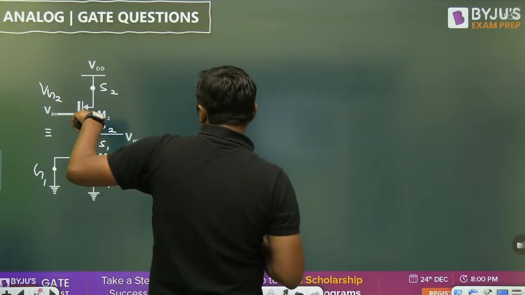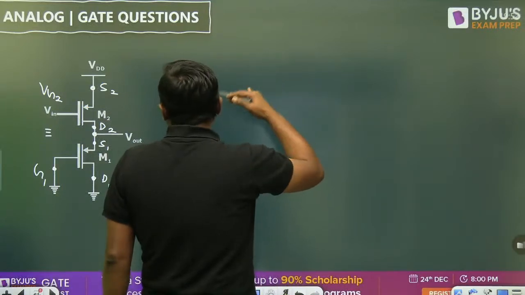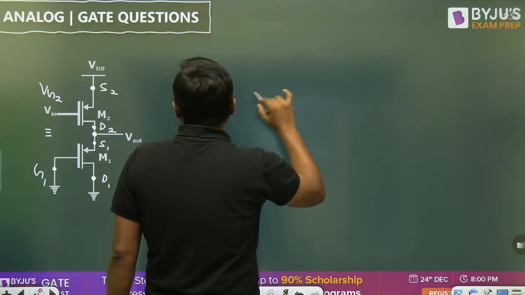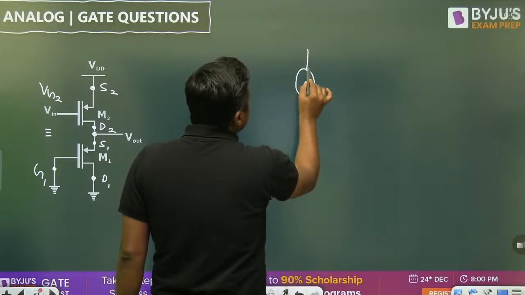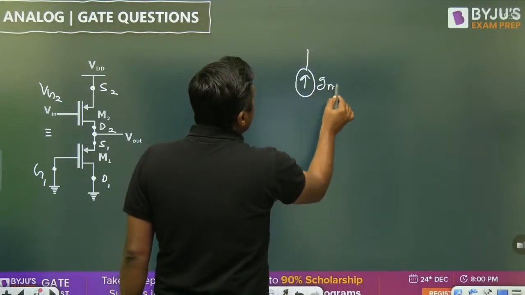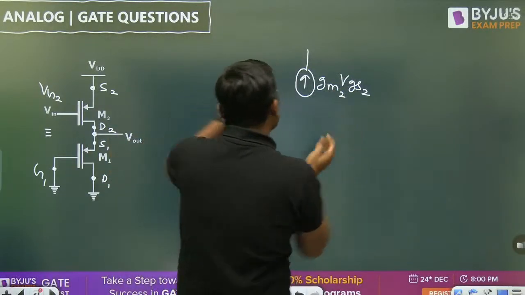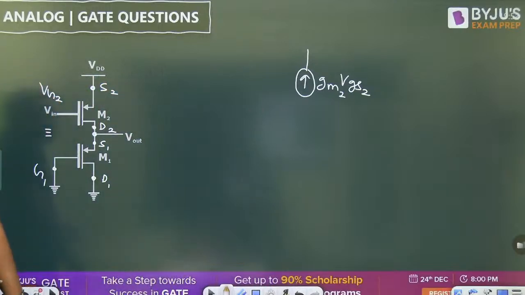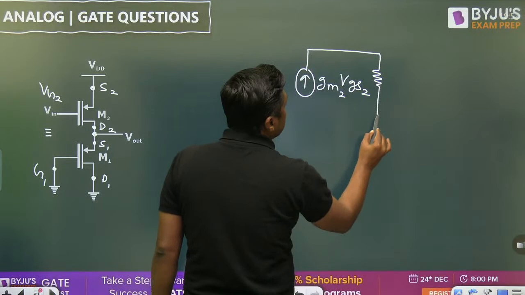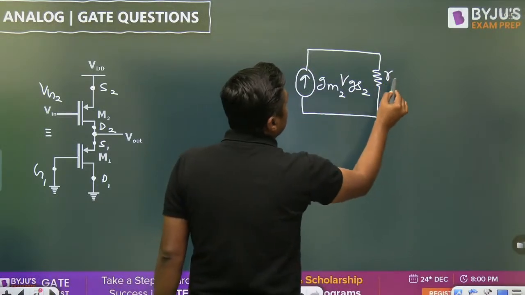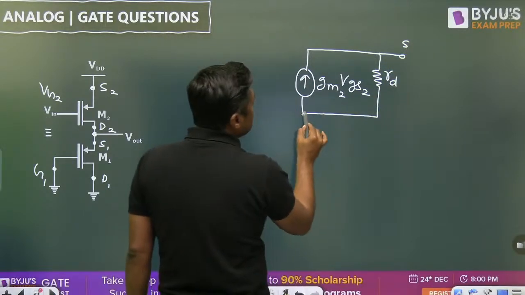Now, watch this diagram, right? I am just changing the position here. When I change the position, this will become gm2 VGS2. This is because I am just changing the orientation. This is RD. Now, this terminal is source. This terminal is what? Drain.